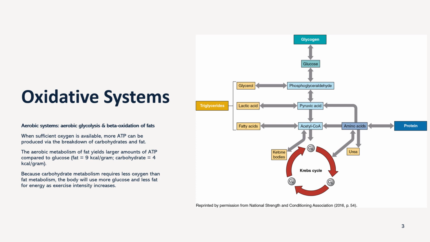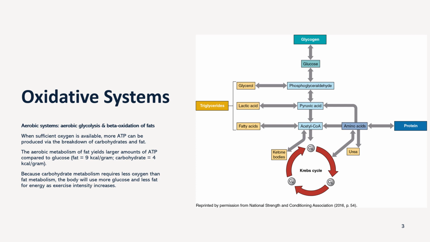Now, beta oxidation is the process by which fatty acids are broken down to produce ATP. It occurs within the mitochondria and is the primary energy source for low to moderate intensity aerobic exercise. And here's an overview of how it works. So the fatty acids stored in adipose tissue or released from dietary fats are activated in the cytoplasm by attaching coenzyme A or CoA to form acyl-CoA. Acyl-CoA is then transported into the mitochondria.